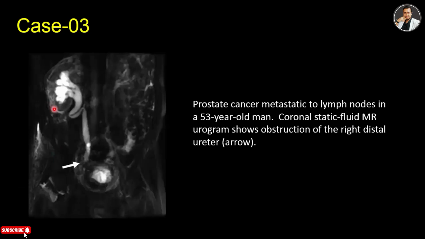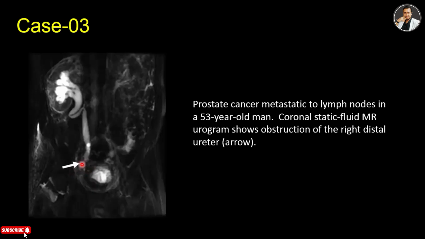And this is case 3. So let's see what it tells. And this is a case of prostate cancer metastatic to lymph nodes in a 53-year-old man. And coronal static fluid MR urogram shows obstruction of the right distal ureter. So in there, you can see that there is a filling defect here, just at the vesicoureteric junction on the right side.